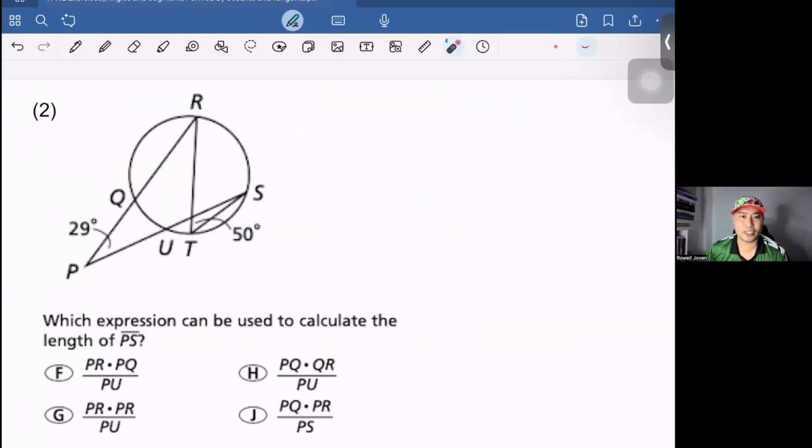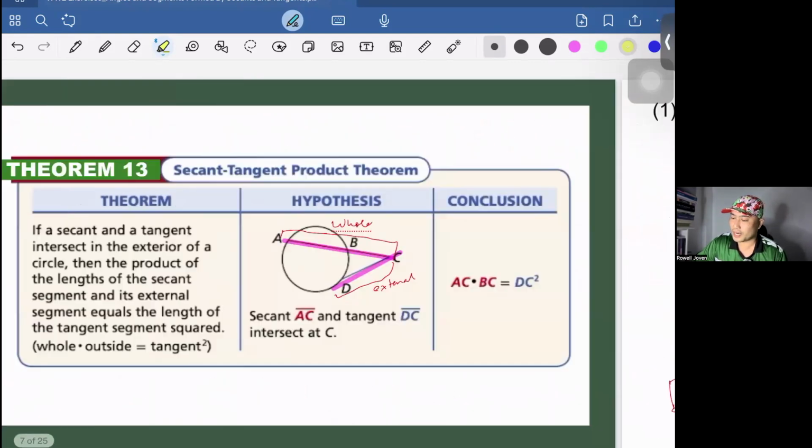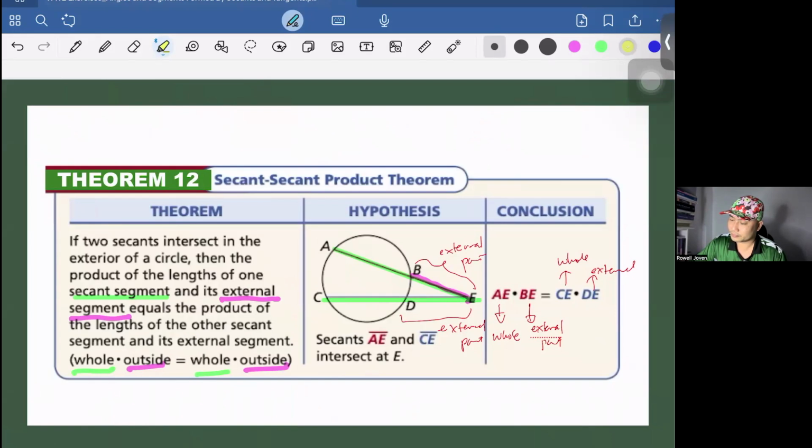Which expression can be used to calculate the length of PS? So we want the length of PS. Let's highlight that one, PS, right? So if you want to get PS, we will apply the secant-secant product theorem. So if you are going to go back, we have here theorem 12.